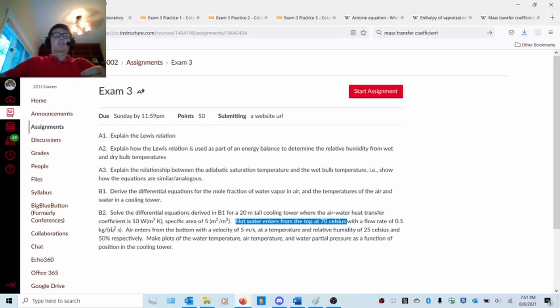So that's a mass flow rate, so we like that one. But air enters from the bottom with a velocity of 5 meters per second. That's not quite as helpful, right? That's going to be a little bit more annoying to work with. That's not really what we want, so we're going to have to convert that around. And at a temperature and relative humidity of 25 degrees Celsius and 50% respectively, make plots of the water temperature, air temperature, and the water partial pressure as a function of position in the cooling tower.